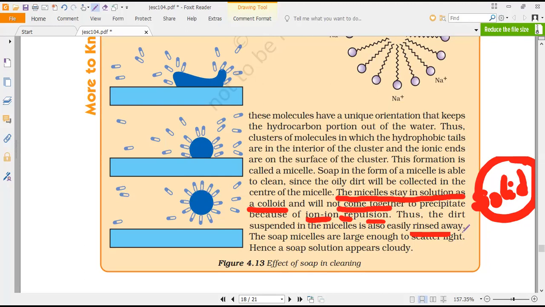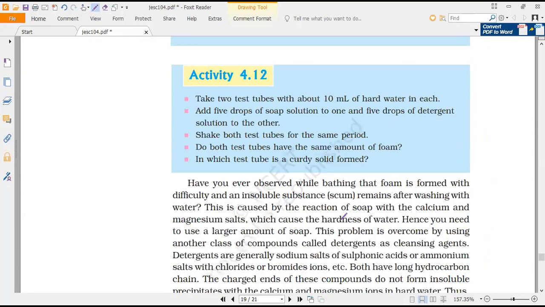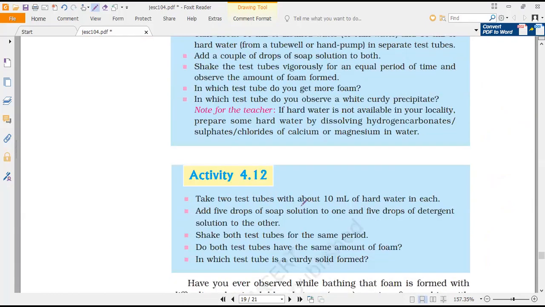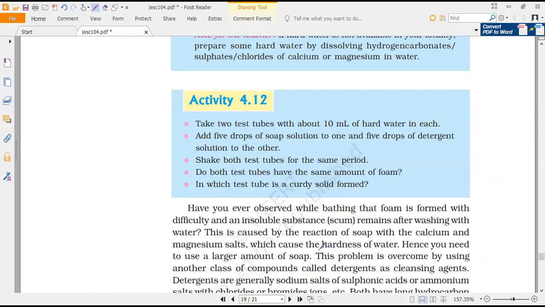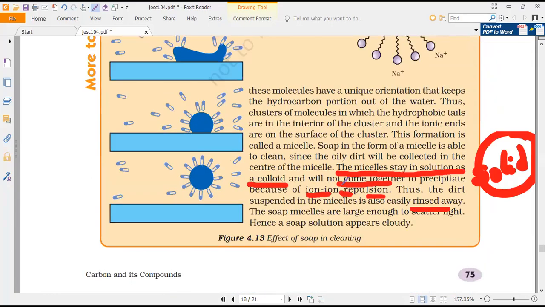Now, we have some limitations of this soap. Those limitations we will study in the next class, and we will also study why we need to use detergents instead of soaps. That is what we will discuss in the next class. We will also cover hard water and soft water, the normal hardness of water, which comes in based upon the hardness of water. So we will discuss all these things in tomorrow's class. Let it be with this, I'll stop.